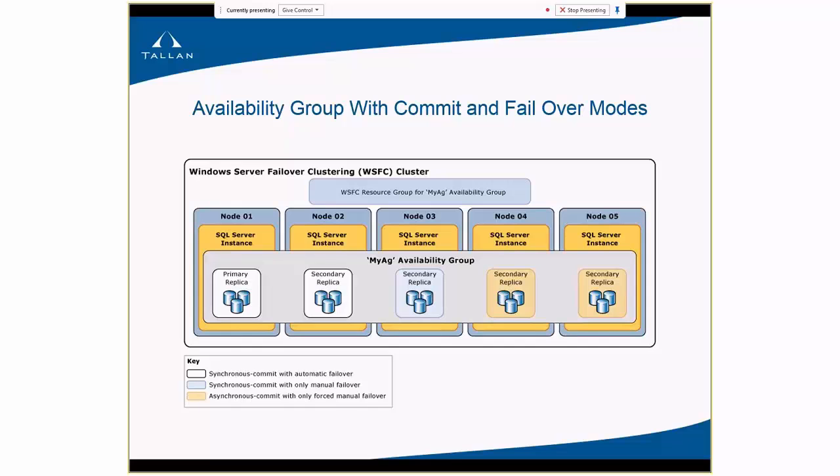So we know that there's a possibility of data loss with those two, and our only option for failover is a forced manual failover. Okay, so those are our last resort. We'd rather not go there if we could avoid it.